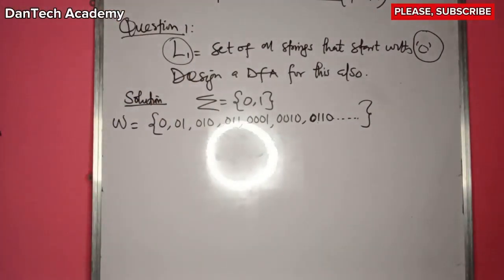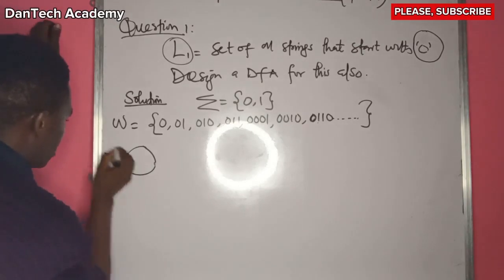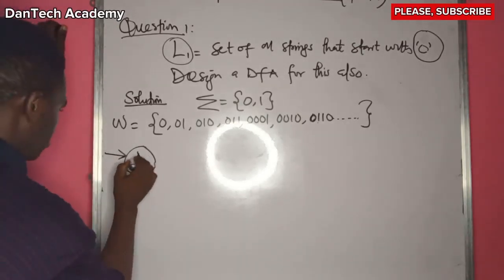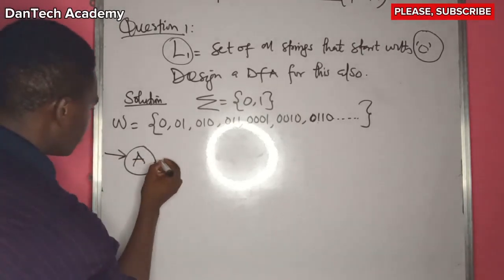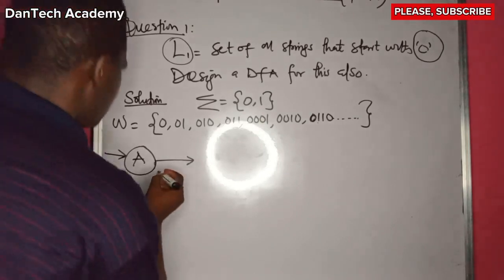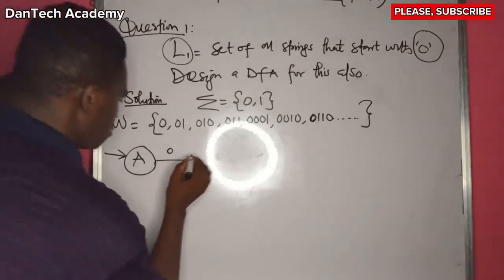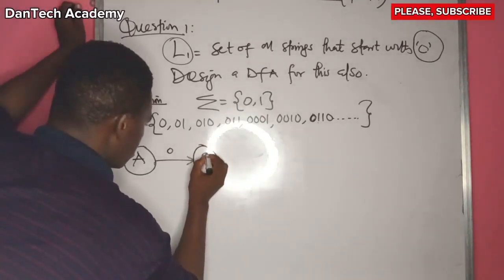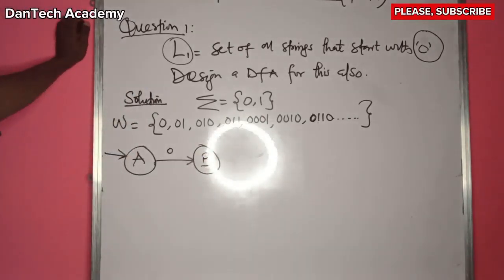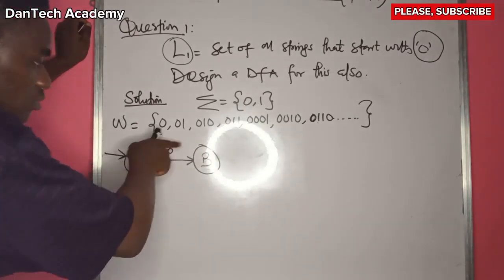In doing that now, please let's pay attention. The first one now, 0, our start, A. What do we have? It says set of all strings that begin with 0. So if 0 comes in, accepted, it moves to state B. From state A, 0 comes in, it moves to state B.